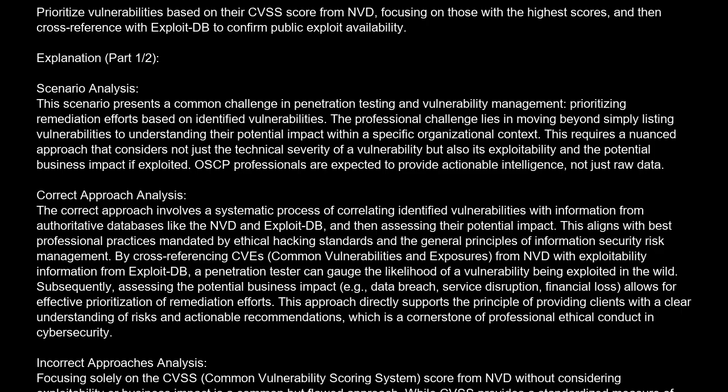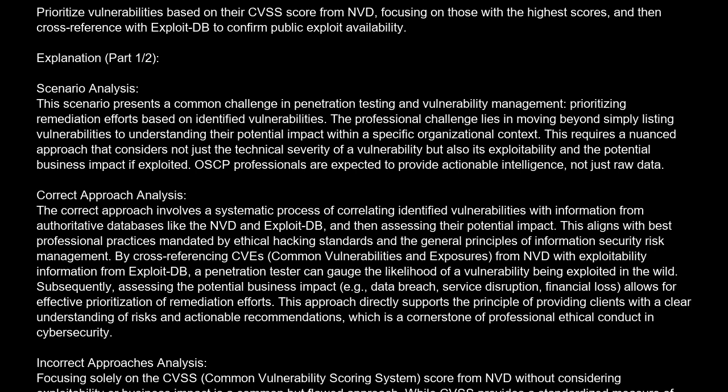Explanation. Scenario analysis. This scenario presents a common challenge in penetration testing and vulnerability management: prioritizing remediation efforts based on identified vulnerabilities. The professional challenge lies in moving beyond simply listing vulnerabilities to understanding their potential impact within a specific organizational context. This requires a nuanced approach that considers not just the technical severity of a vulnerability, but also its exploitability and the potential business impact if exploited. OSCP professionals are expected to provide actionable intelligence, not just raw data.